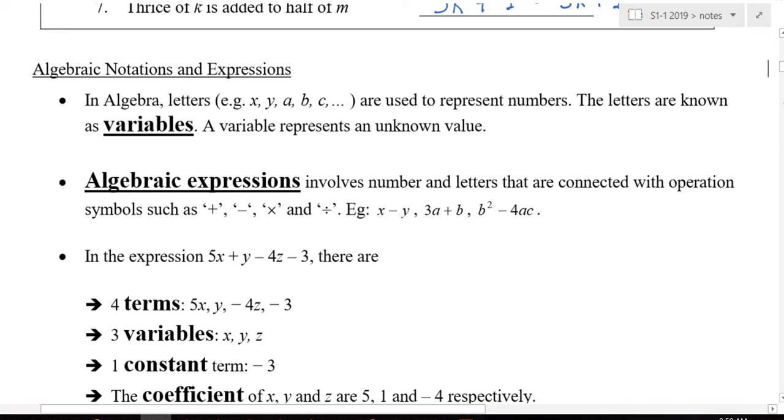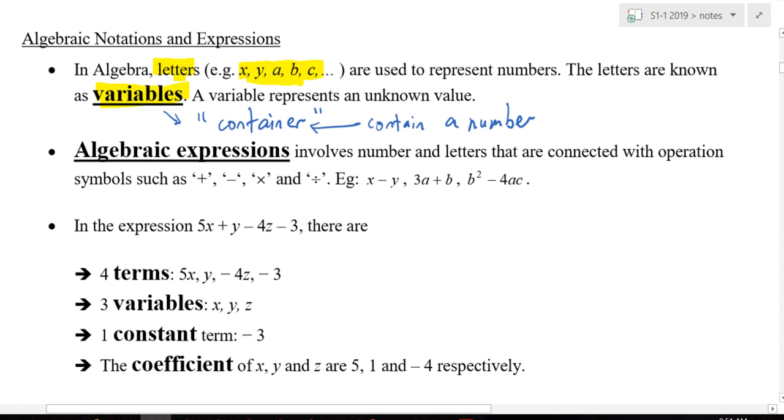So these are called variables. What are called variables? The letters. These letters like X, Y, A, B, C, all these are called variables. Variable means actually this is like a container. A container, like this container here. And what does a container contain? A number that is put inside. Can follow? So this variable represents an unknown value. So this container actually contains a number. Alright, so later we will try and use some examples to show this.